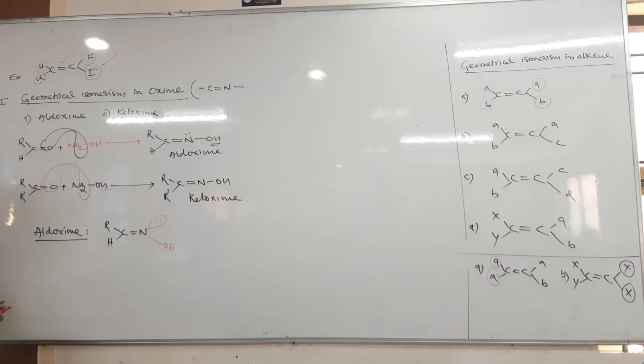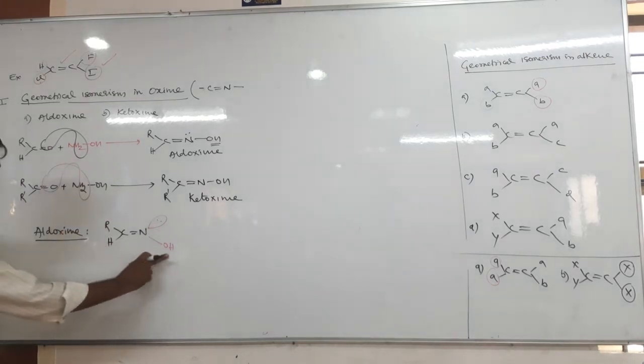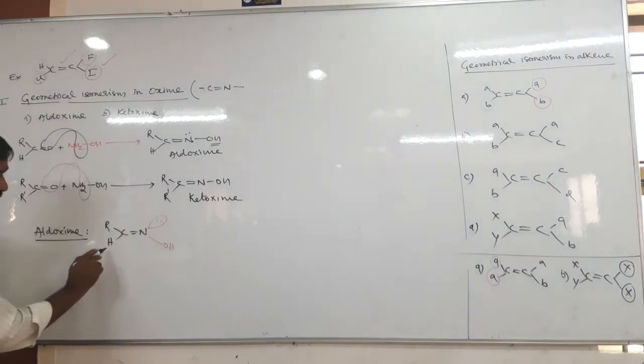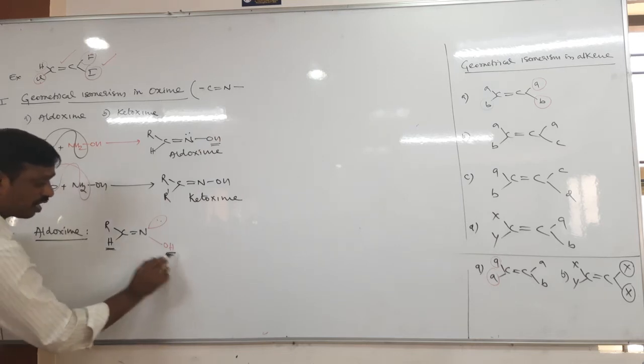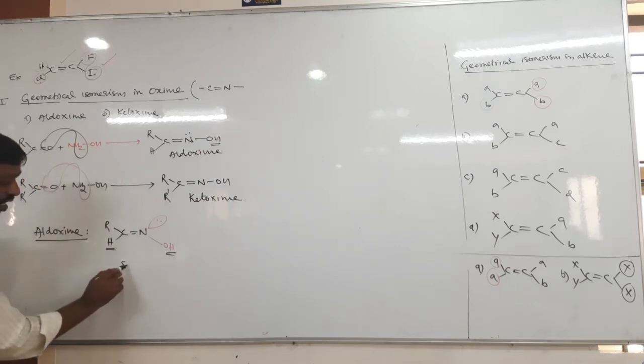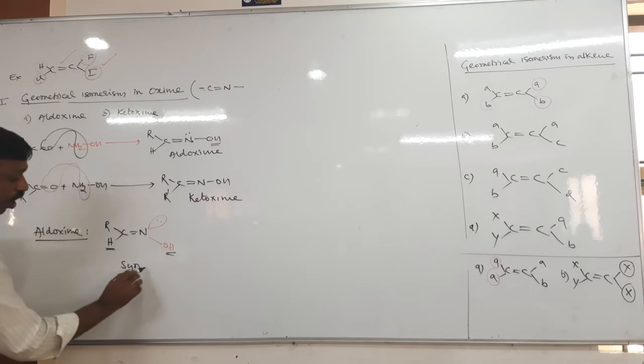Now tell me, in this case we won't use cis and trans. It is analogous to cis and trans; we use syn and anti. So if the H and OH groups are on the same side of the double bond, it is called syn aldoxime.